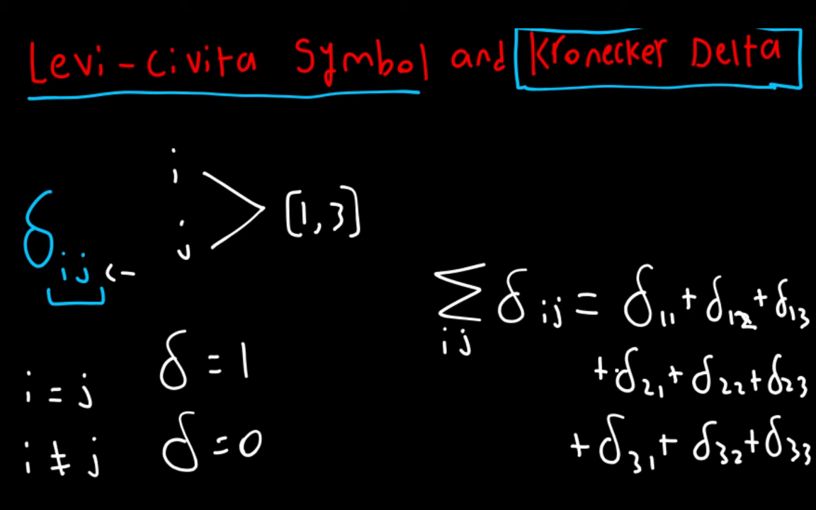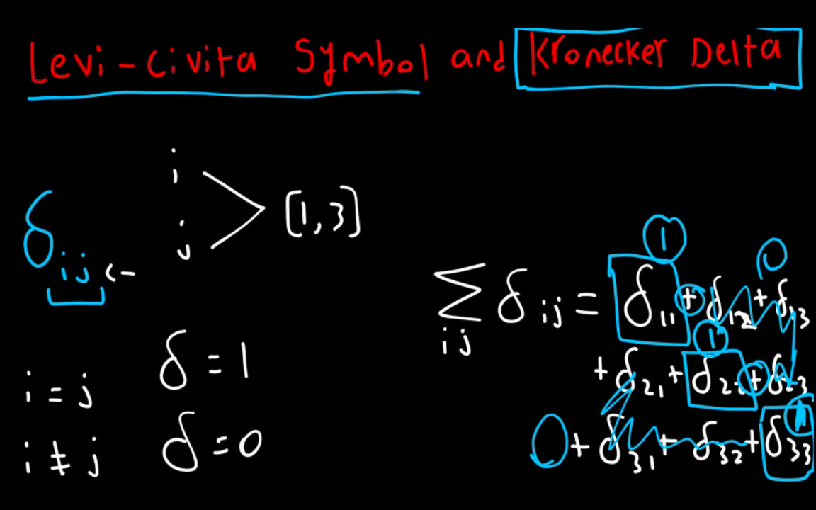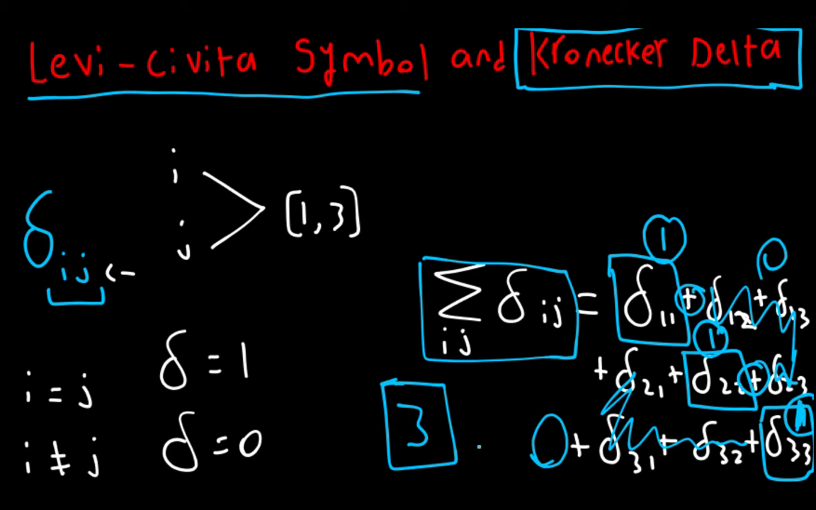And you'll notice something. We get a repeating term right here, right here, and right here. All the rest of these are non-repeating, so all of these values are just going to become 0. We're just going to have a 1 right there, a 1 right there, and a 1 right here. And so this 1 plus this 1 plus this 1 is just going to give you 3. So if you sum over all the deltas i and j, 1 through 3, you're going to end up with just 3, where i and j are only 1, 2, or 3. So that's just a quick introduction to the Kronecker delta, if you were curious about that.